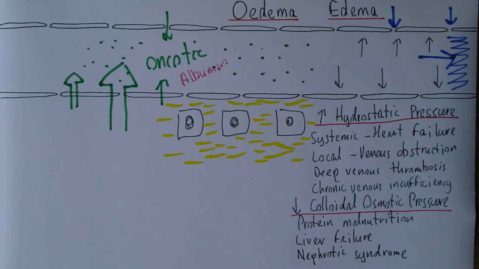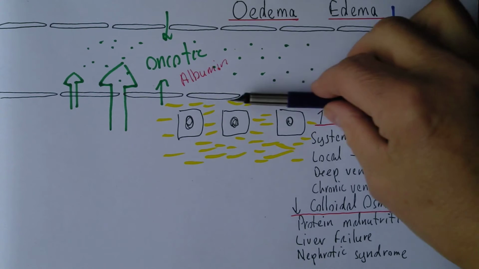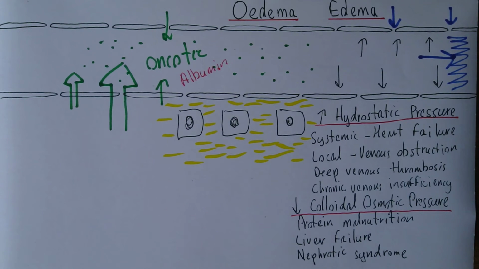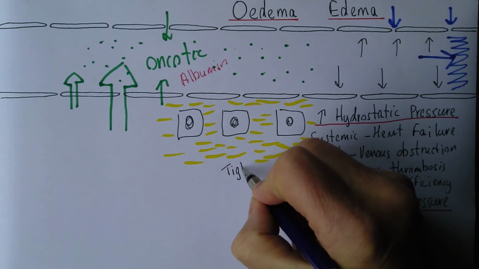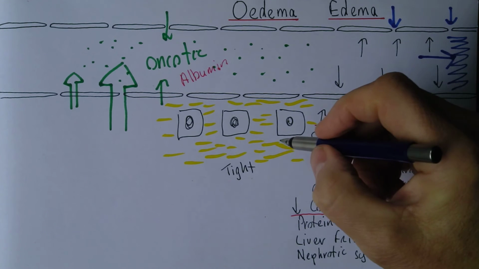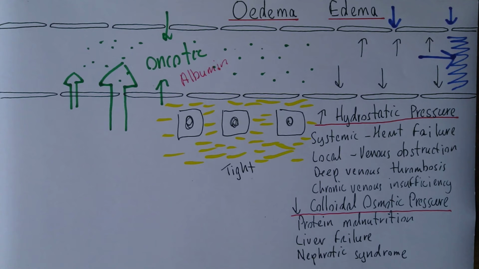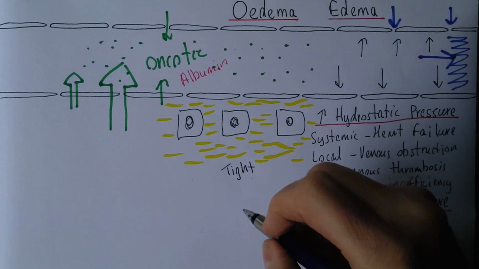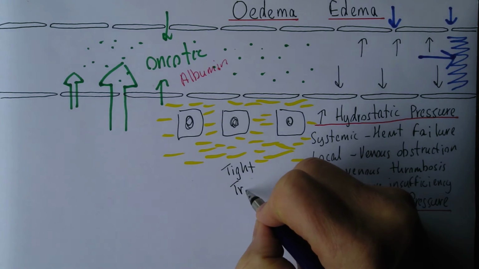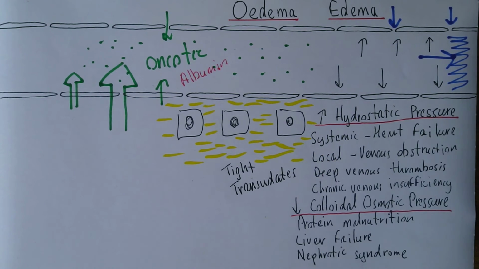But one of the interesting things is that in both of these conditions, the wall of the blood vessel is intact. It's still tight. There is a normal blood vessel wall. So the edematous fluids caused by the increased hydrostatic pressure and the reduced colloidal osmotic pressure, we call those transudates. It's a transudate.